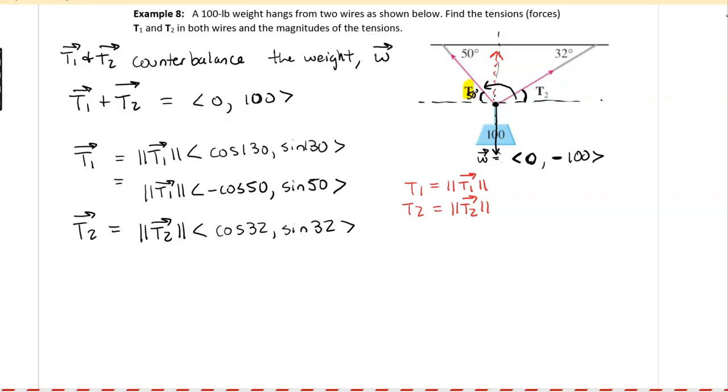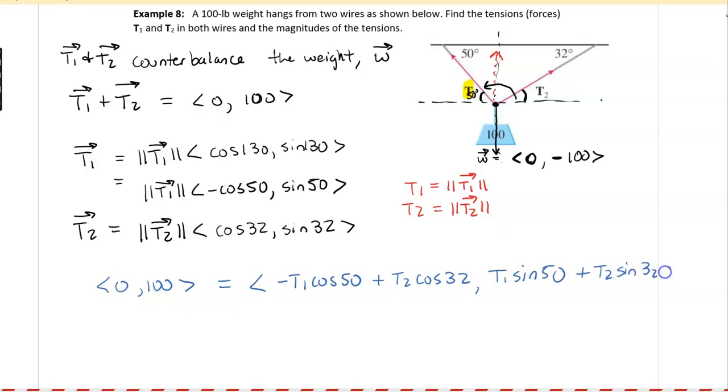So what do we know about the resulting vectors T1 and T2? They have to add up to the vector 0, 100. So we're going to use that fact. We know that 0, 100 needs to equal this vector, which is going to be a little long to write, so I apologize. Negative T1 cosine 50 plus T2 cosine 32, comma, T1 sine of 50 plus T2 sine of 32.